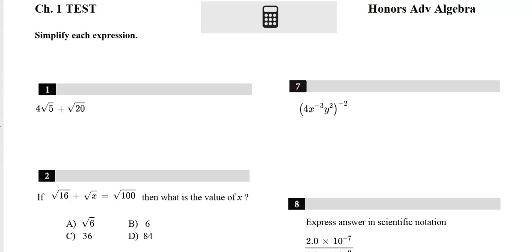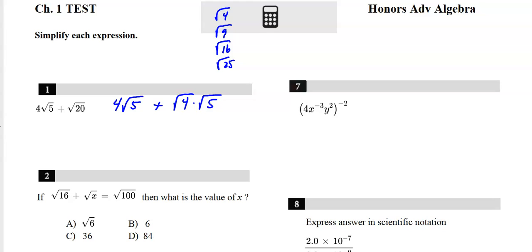Here we go, number one. So I'm trying to add these two radicals. I have to have like radicals. They have to be the exact same number. So I need to break up that square root of 20. Well, 20 can be written as the square root of 4 times the square root of 5. You know, I'm looking for those perfect squares. I'm looking for the square root of 4, the square root of 9, 4 times 4, 5 times 5, things like that. I'm looking for those to try to break it up and make it smaller.